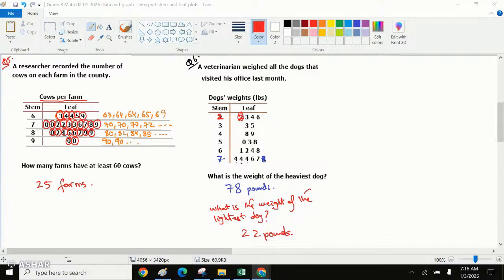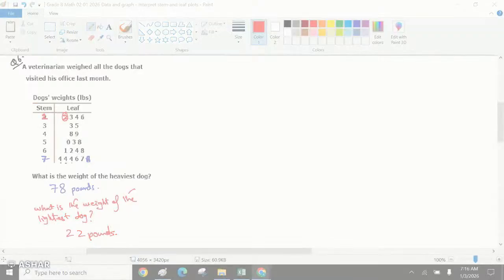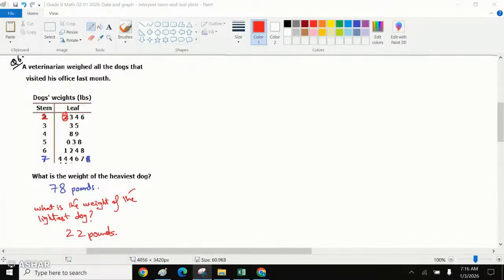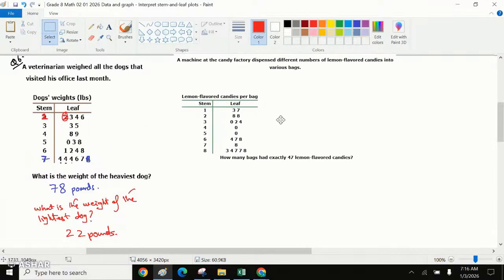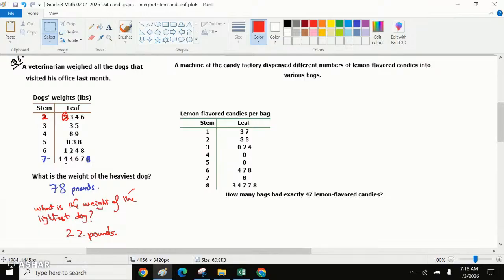Okay, moving on to the next question. Let's see. A machine at the candy factory. Okay, just a minute, let me copy this so that we have it on our screen. Okay, just a minute, please. Okay, I'll align this first.